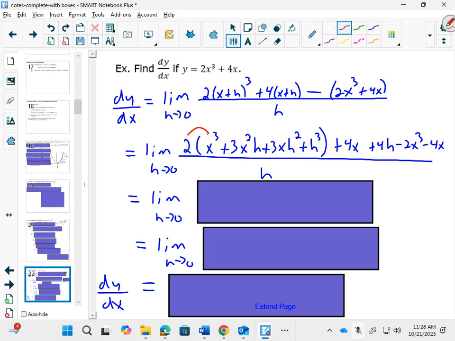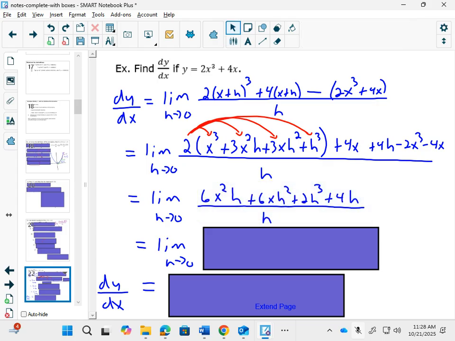This too is going to get distributed to each of those terms. And when it does, do you see that this will simplify with that? And this one right here simplifies with that.